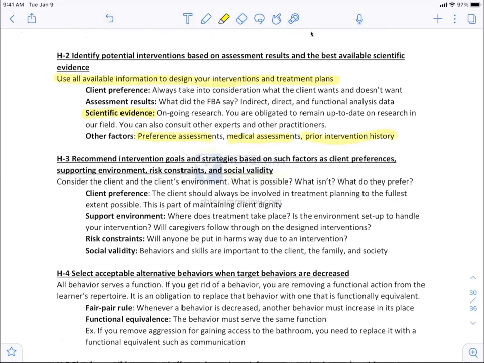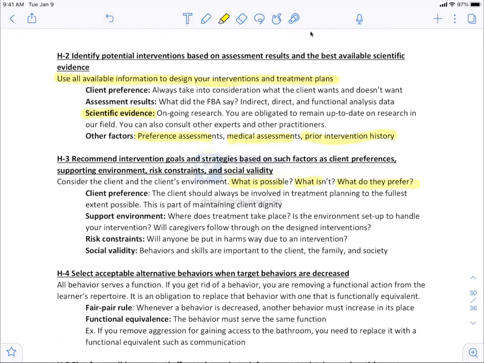H3, recommend intervention goals and strategies based on such factors as client preferences, supporting environment, risk constraints, and social validity. Consider the client and client's environment. What is possible? What isn't? What do they prefer? All right. So H2 and H3, very similar.